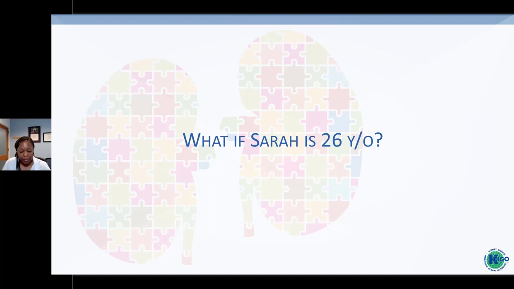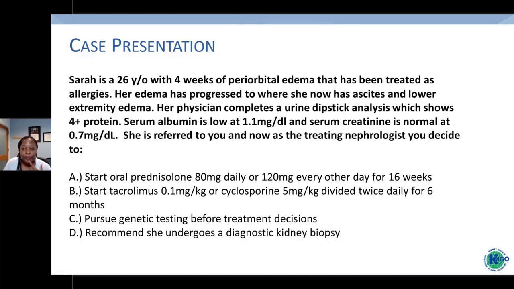Now, what if Sarah is a 26-year-old and very similarly presenting with features of nephrotic syndrome, ascites, lower extremity edema, urine studies confirming high-grade proteinuria and a low serum albumin, and again, a normal serum creatinine? Are you going to, as a treating physician, treat her with immunosuppression as denoted here in choice A and B, discuss pursuing genetic testing with her before you make treatment decisions, or recommend that she undergo a diagnostic kidney biopsy?